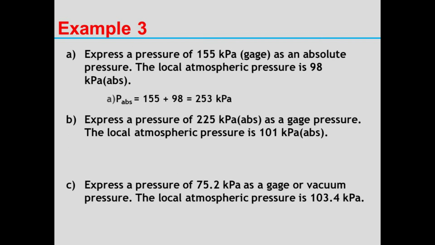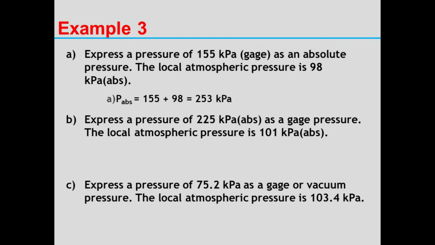Okay, example 3. Express a pressure of 155 kilopascal gauge as an absolute pressure. Okay, it is the same method for solution. The local atmospheric pressure at the location is 98 kilopascal. So same as how we solved before, P absolute equal to P ATM plus P gauge. P ATM 98, P gauge is 155. So we got it is equal to 253 kilopascal.